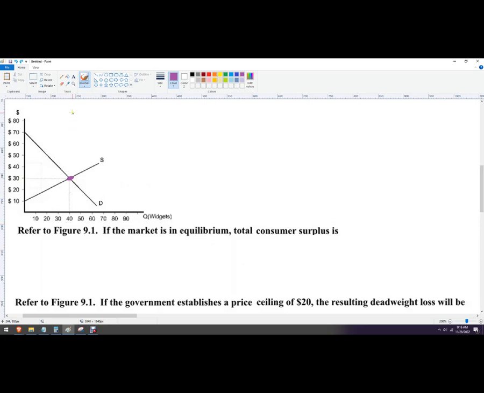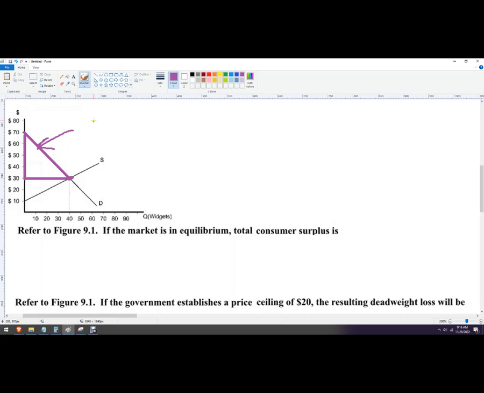The consumer surplus is the difference between the willingness to pay, which is the demand curve, and the price that they're actually going to pay in the market environment. So consumer surplus can be the area of that purple triangle. It's linear, okay? So it's going to be just the area of this.